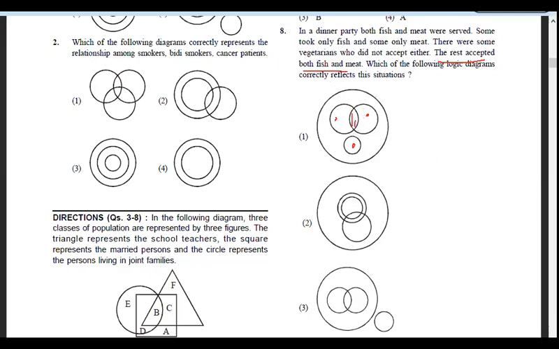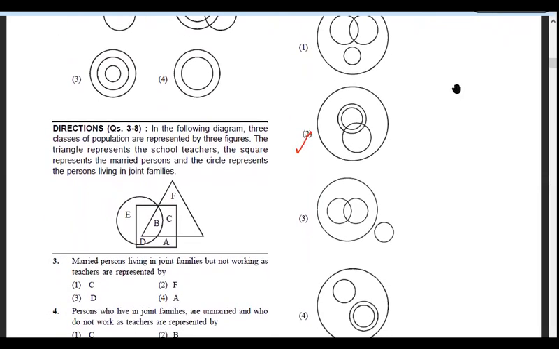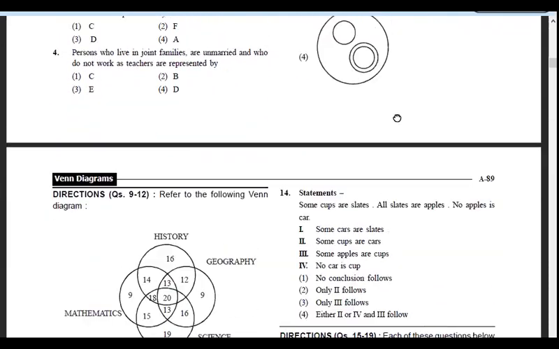Yeah, the answer would be one only. Because the bigger circle represents the people who came to the party. So there's no reason for this vegetarian circle to be outside, because vegetarian people came to the party. Okay, next one.